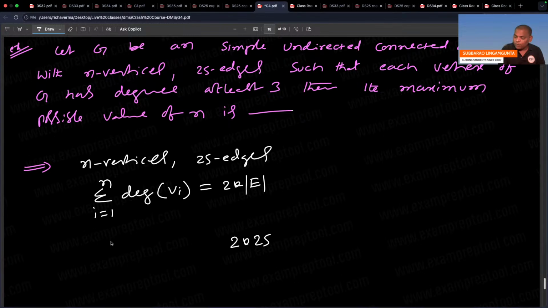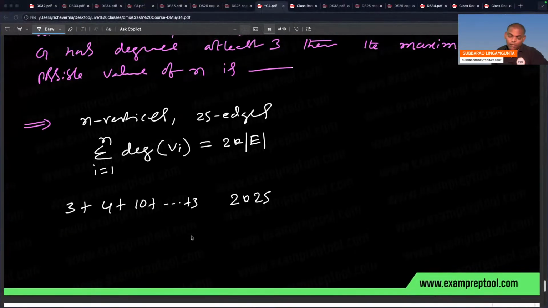Listen everyone, the sum of degrees. Actually, some vertices may be 3, some may be 4, some may be 10, some may be 3 again. If you do like this, then both are equal.